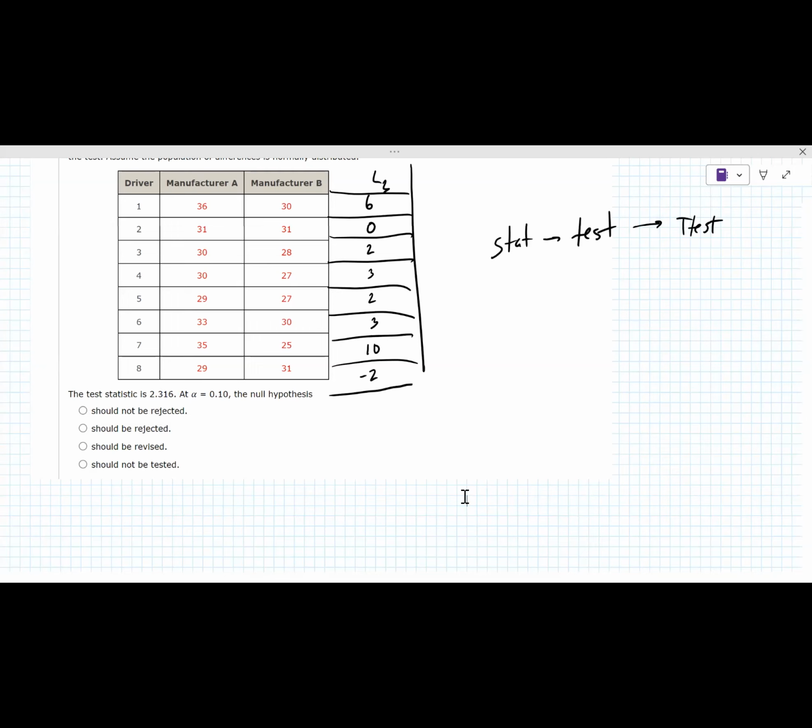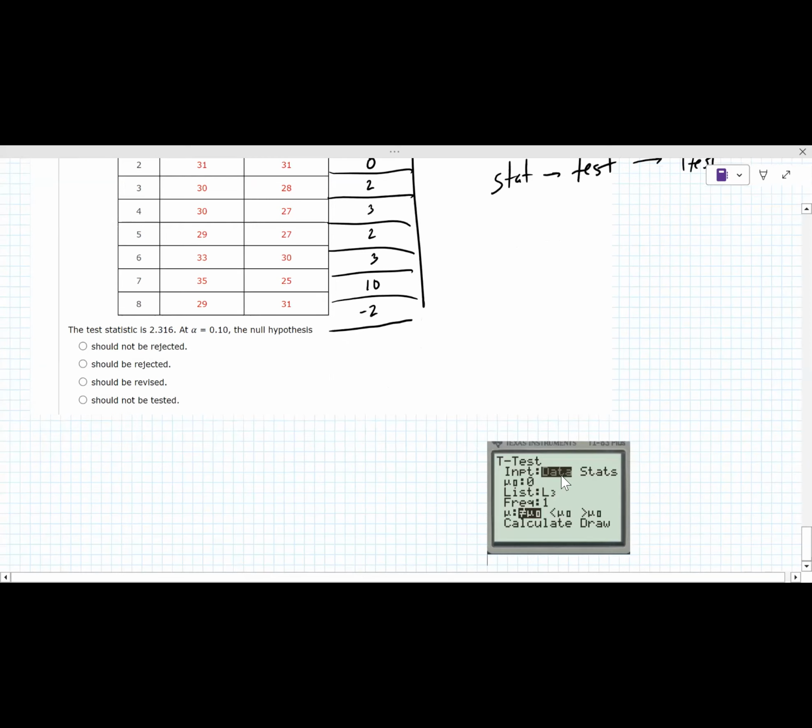For some reason, when I went stat test, there's a 52. You're talking about stat test, it's t-test number 2. And then from there, you've got data or stats. You want to use data, and you've got to figure out where your data is. Did you put those differences in L3 or L1? I put them in L3. Okay, so make sure that says L3 there, and then go down and calculate.